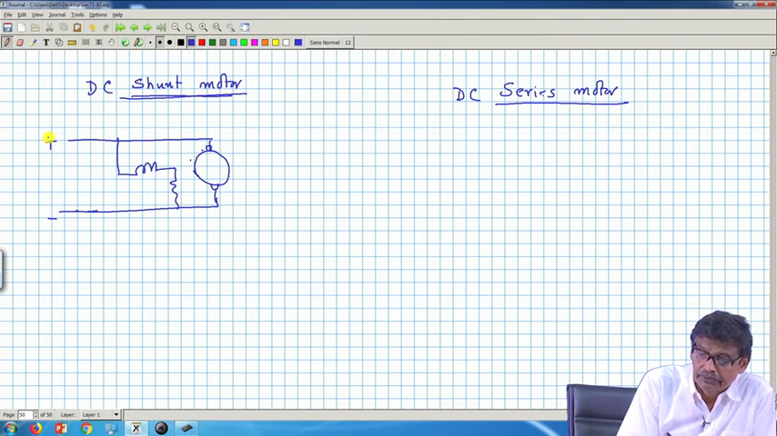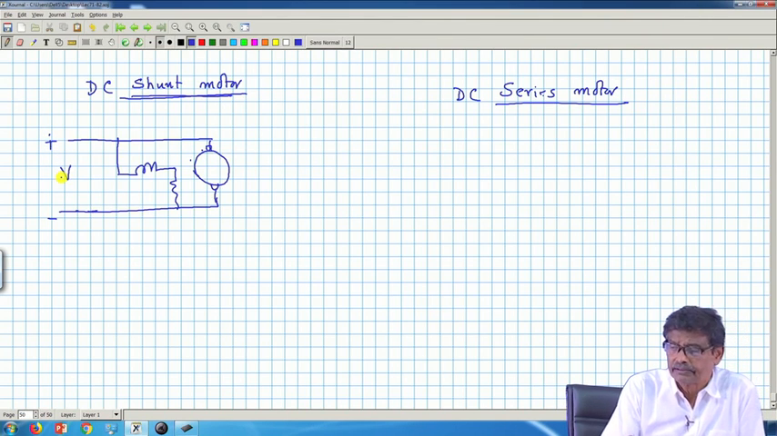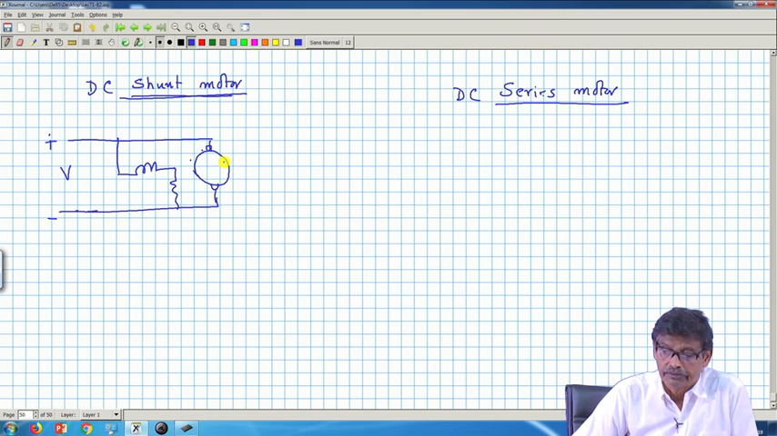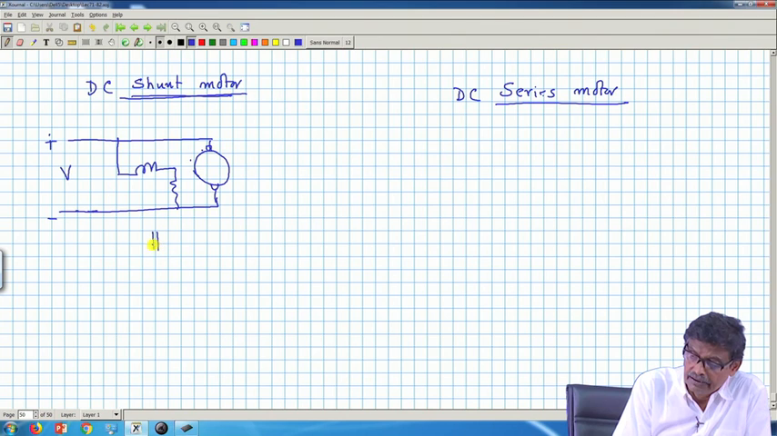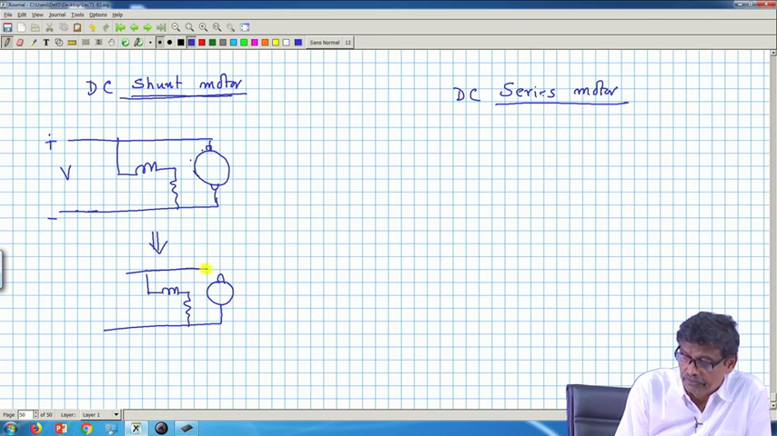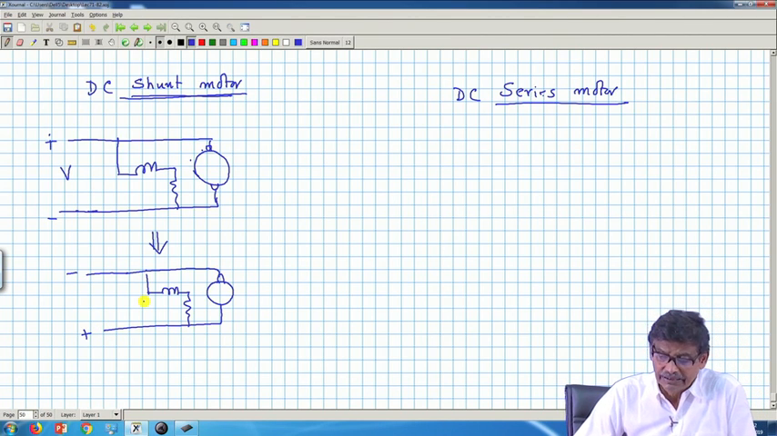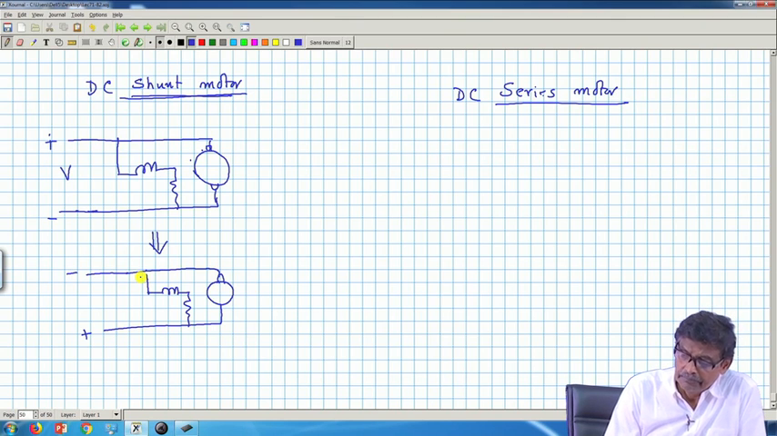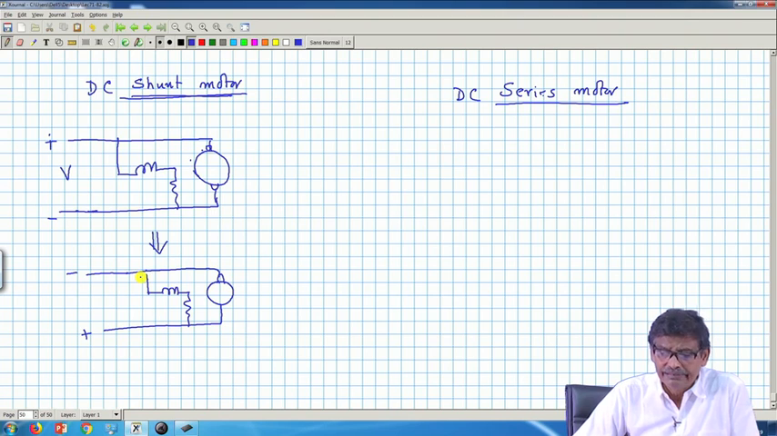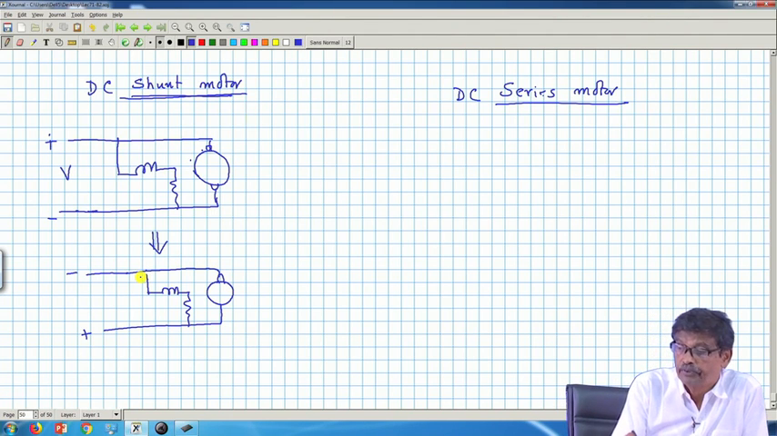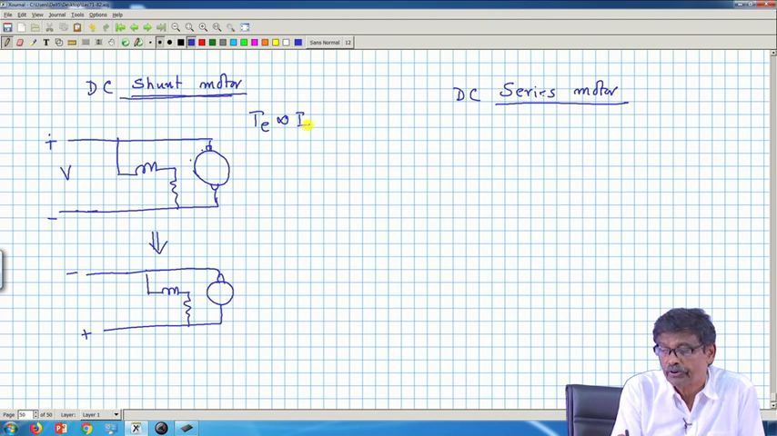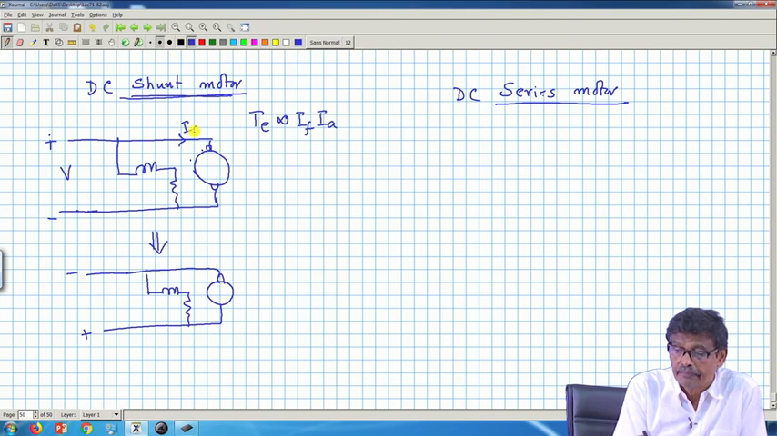Suppose I ask you this question: rated voltage you have applied, the machine is running at some speed. Now, if I ask that the same motor, I disconnect it from this supply, and I will not change any connection, but I will apply reverse voltage and restart the motor. What is the observation? Will the machine run in the same direction? The answer is yes, it will run in the same direction, because T E is proportional to the product of I F and I A. So, it was I A, it was I F.